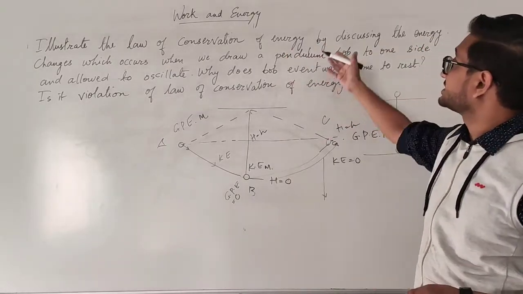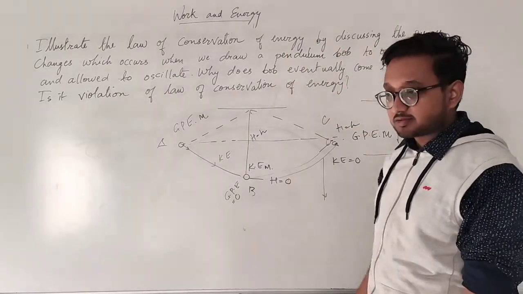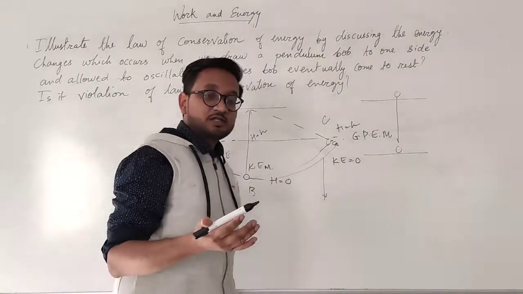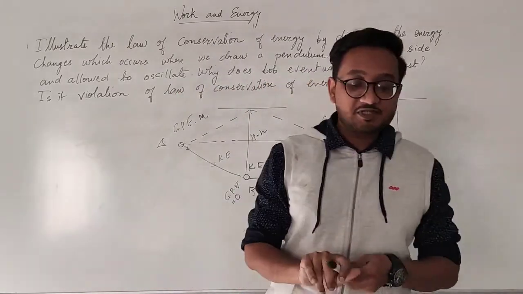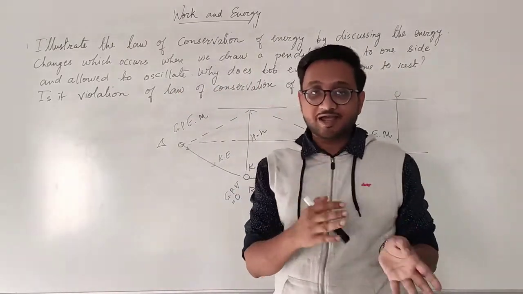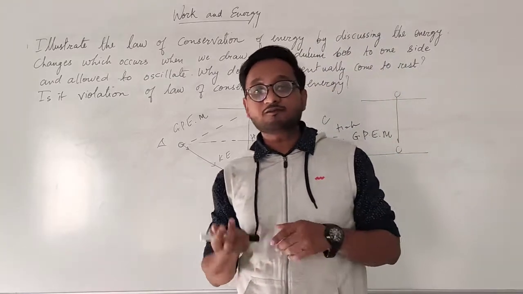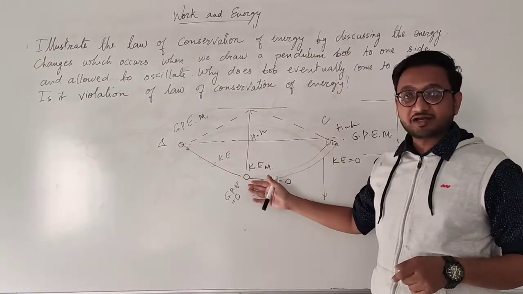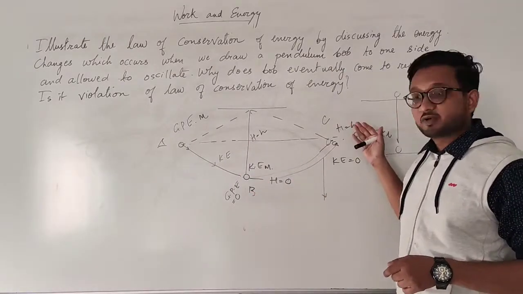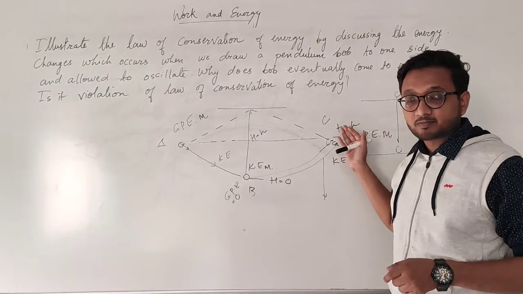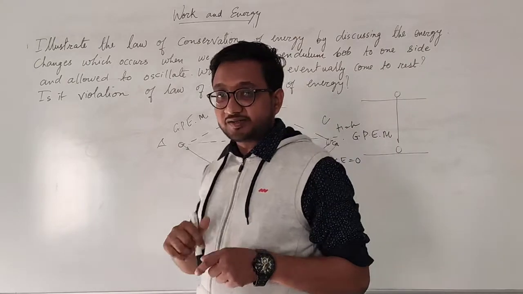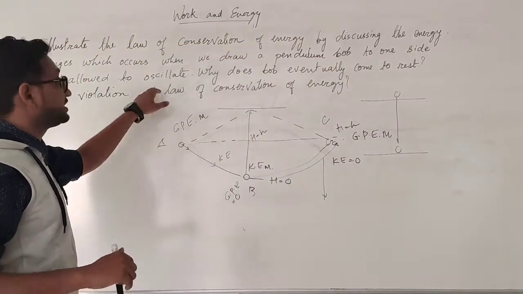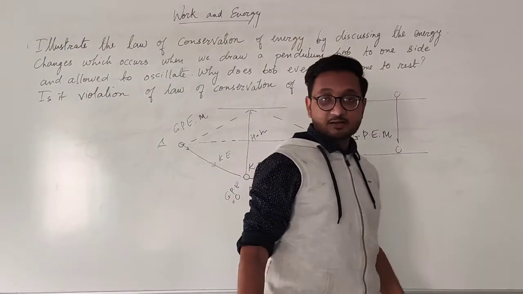So this is how the conservation of energy works. Now you understand that because of the conservation of energy, energy can neither be created nor destroyed. So all of the gravitational potential energy will be converted into kinetic, and all of the kinetic will be converted into potential. But that is not happening in reality, which is where our next question comes in. Why does the bob eventually come to rest?